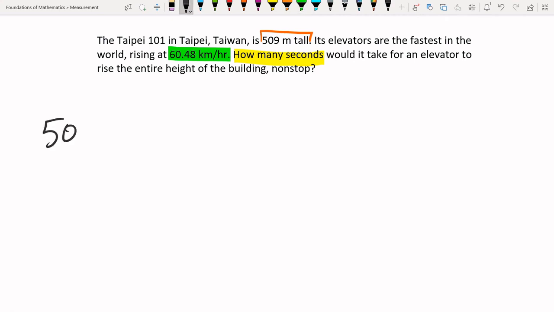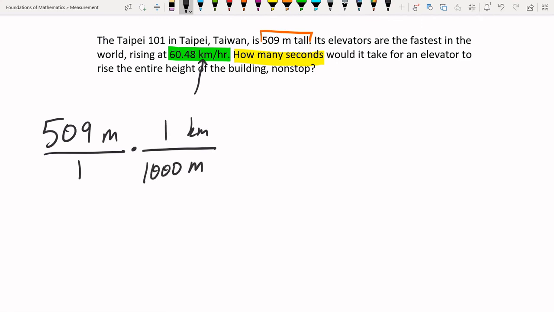So we have 509 meters. The problem here is that the speed here is in kilometers. So we need to change this first to kilometers, which is going to be kilometer on top, meter on bottom, so they cancel. 1 kilometer is 1,000 meters. Now we can multiply by the conversion ratio, and this is 60.48 kilometers per 1 hour. That's the same thing as, so let me write it like this.